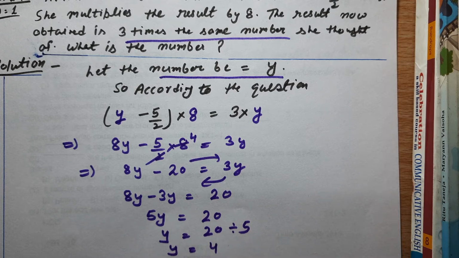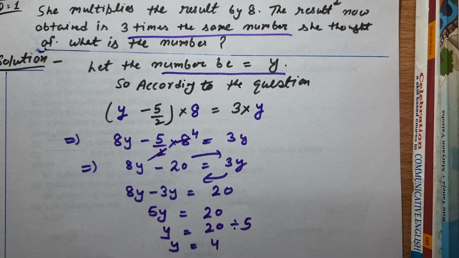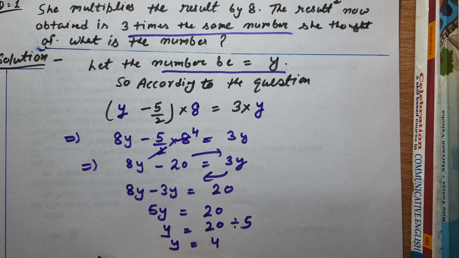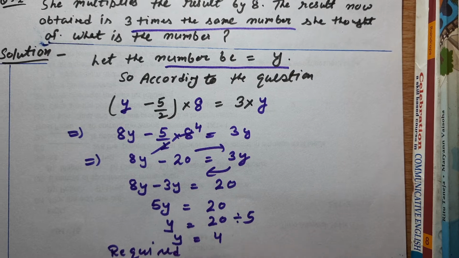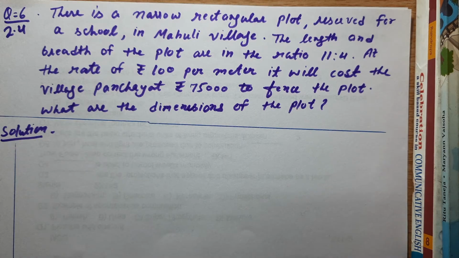So what will be our answer? The number thought of will be equal to 4. Hence the required number is equal to y, that is equal to 4. That will be our answer. Okay children, now let's move to question number 6. It's a little bit tricky.